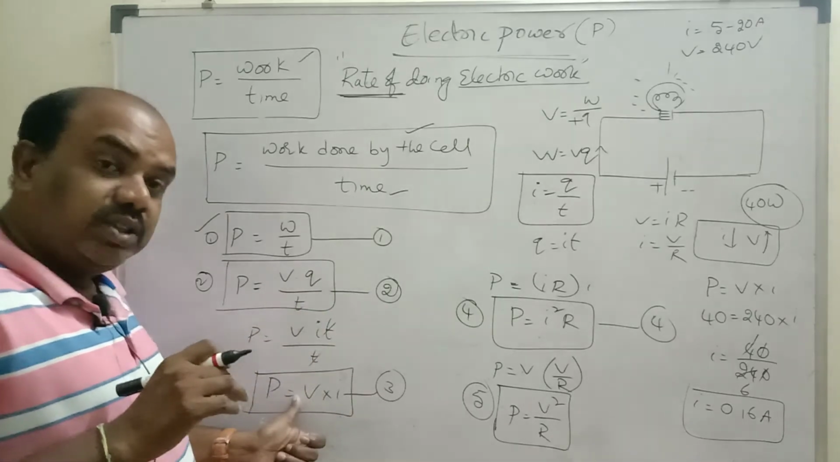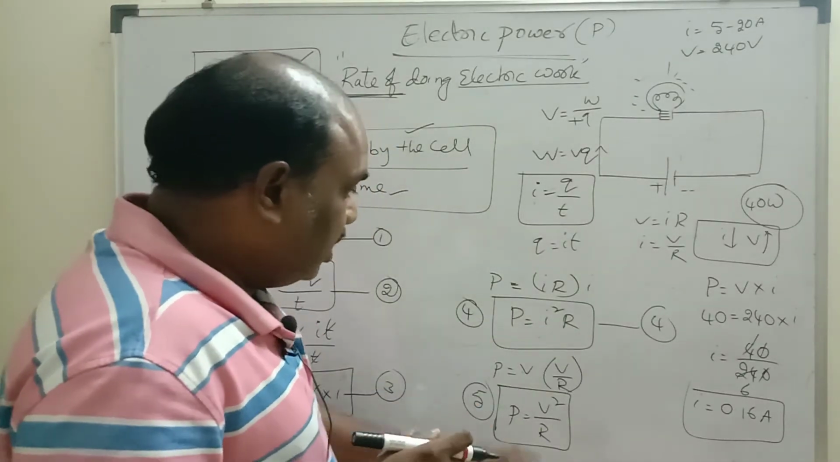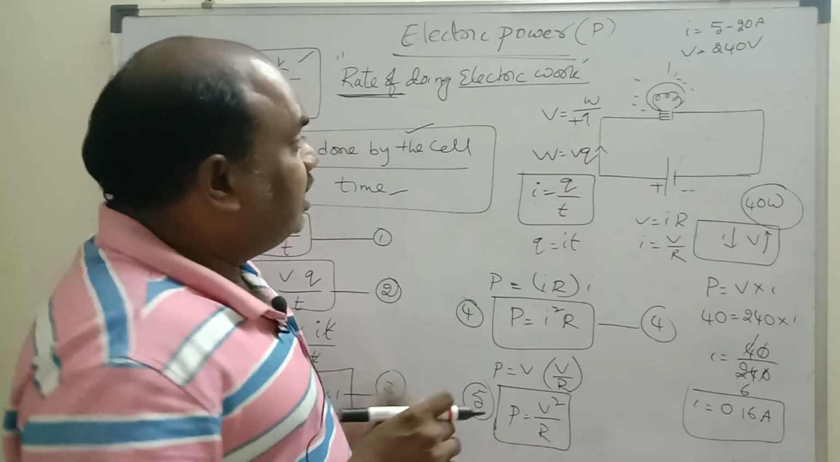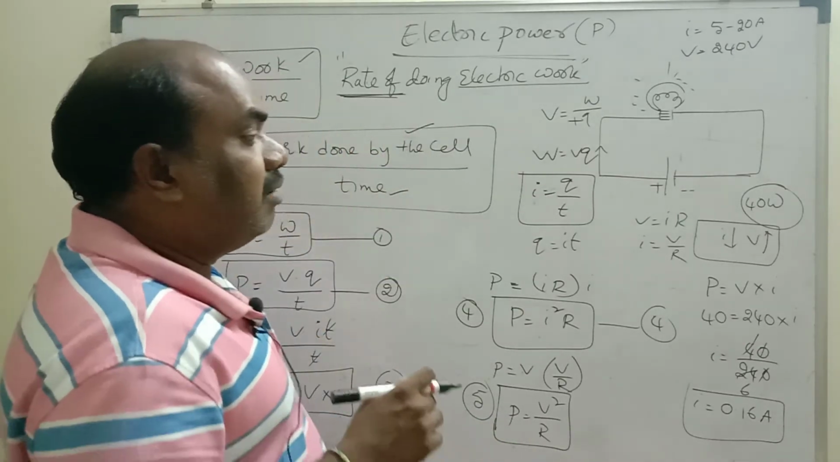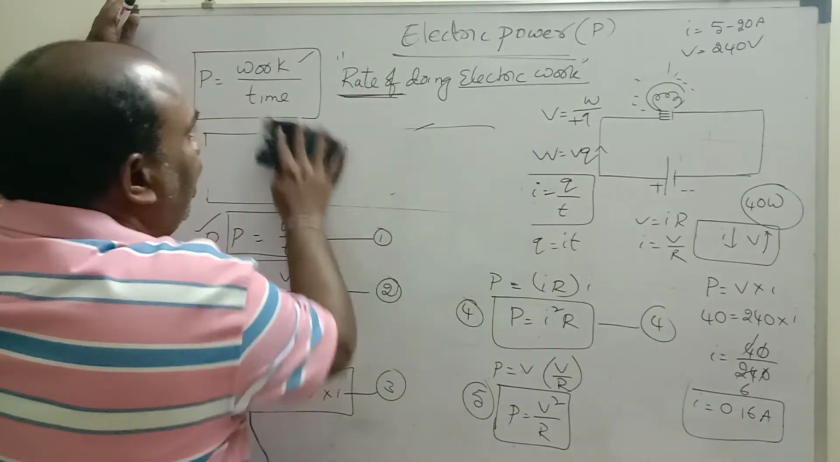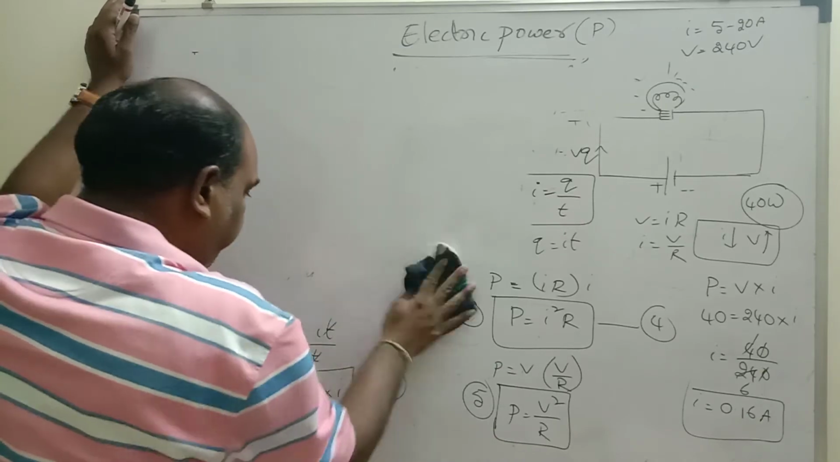But I know that V is equal to IR according to Ohm's law. So power is IR into I, which is I square R. If you replace I by V by R in the third formula, you will get V square by R. These are all different formulas of electric power. One more important point here. What is the unit of electric power? This is very important.